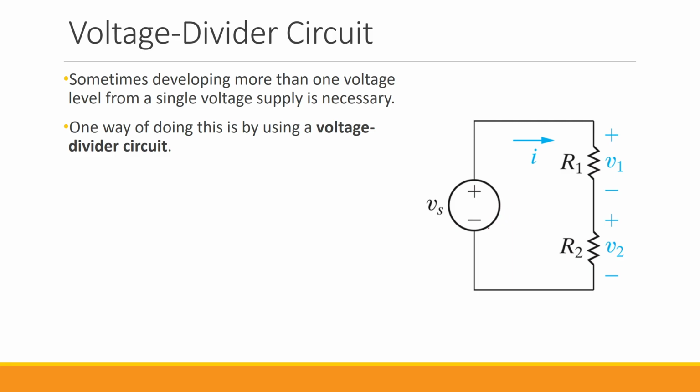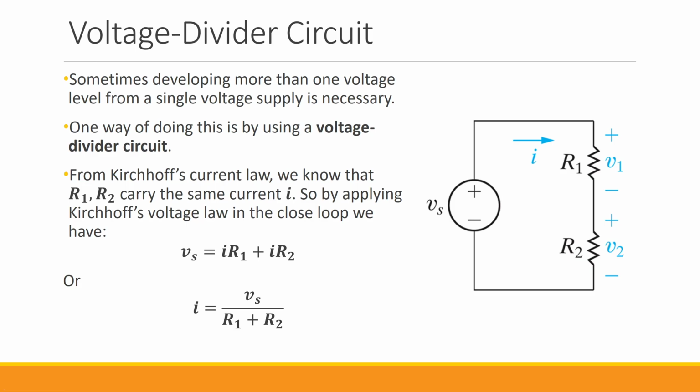The figure that you see here is a very basic example of a voltage divider circuit. We have Vs, with positive and negative polarities. We have R1 and then we have R2. Let's see what the voltages are for R1 and R2. This is very simple. If we use Kirchhoff's current law, we know that since all these three components are connected in series, they all have the same current. The same current that is provided by Vs is going through R1 and R2.